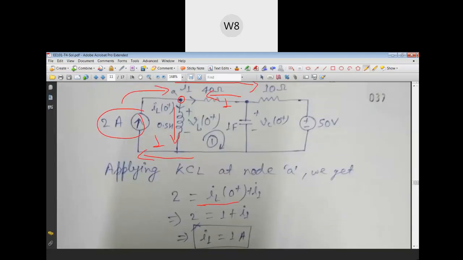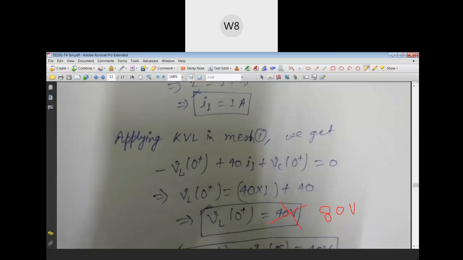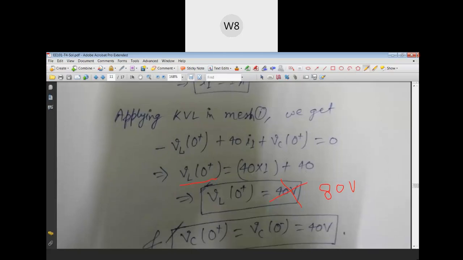So now our objective is to actually find out what is the voltage across the inductor. That is the final objective. So for that, we try to set up a KVL in this mesh 1, which includes the inductor, 40 ohm, and the capacitor. So we write this KVL: minus VL(0+) plus 40 into I1 plus VC(0+) is equal to 0. So VL(0+) becomes 40 into I1, which is 40 into 1, plus VC(0+), which is also 40. So across the inductor now 80 volt voltage exists.